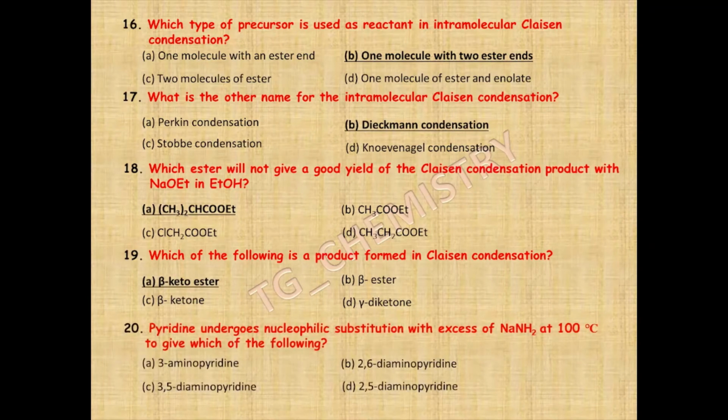Next comes, pyridine undergoes nucleophilic substitution with excess sodamide at 100 degrees centigrade to give which of the following? Now this is very important to understand that in the question it is mentioned that excess sodamide will be used for the substitution reaction on pyridine. Now that will lead to 2,6-diaminopyridine as the major product.